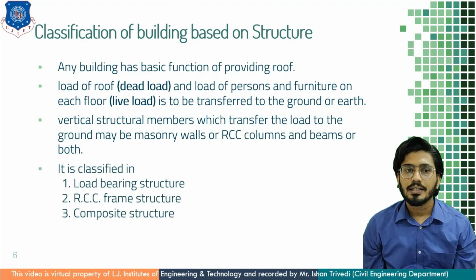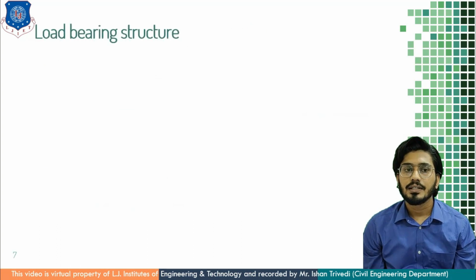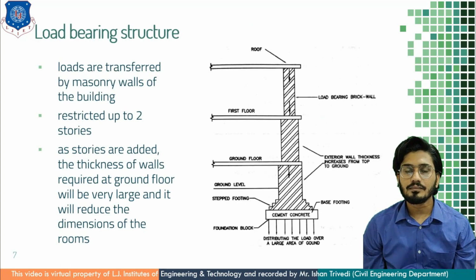So based on that, the classification of buildings based on structure are load bearing structure, R.C.C. frame structure and composite structure. Let us start with load bearing structure. In a load bearing structure, loads are transferred by the masonry walls of a building. Whatever load comes from the upper stories, inclusive of the roof and the floor slabs of all the floors, is transferred through walls.